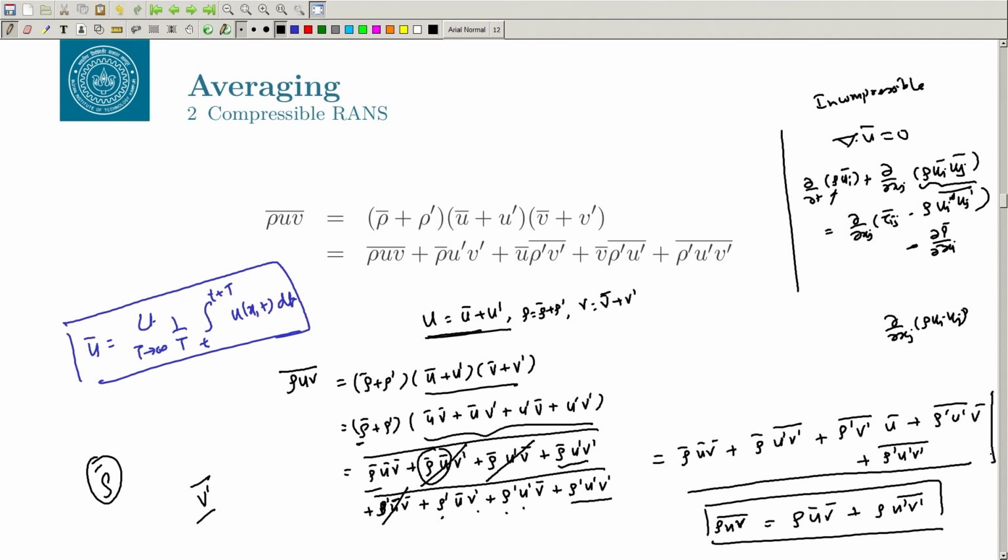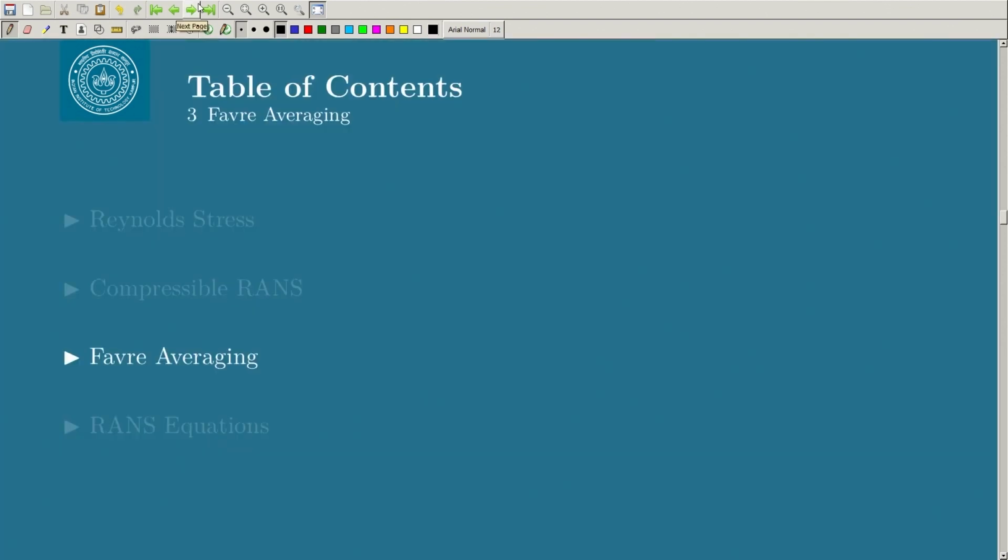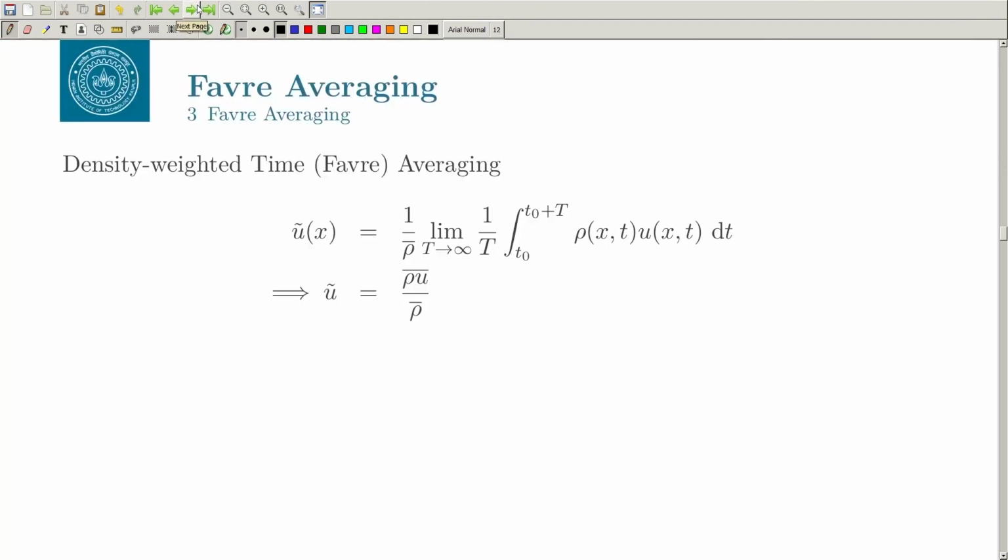So, if you try to derive using this averaging process, it will become very tedious, very cumbersome, and even to model the terms will be very hard. In fact, the number of unknowns will be much higher in this particular case compared to what we had in the incompressible flow, right. But there is a way out, and that way out was basically suggested by Favre, and this is called the density weighted time averaging. We are doing the time averaging, but now we are weighing it based on the density, right.